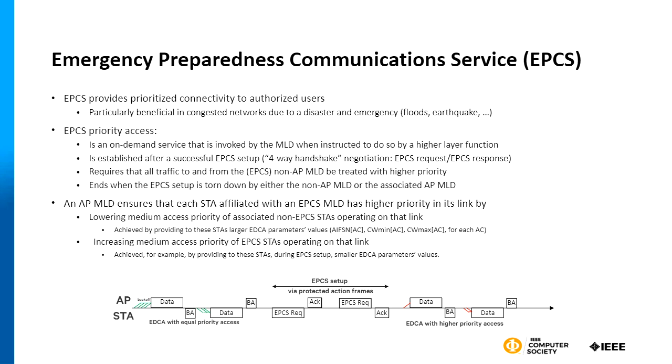Last but not least, emergency preparedness communication service was introduced to provide prioritized connectivity to authorized users. So think of when the networks are congested due to disaster or emergencies, so floods and earthquakes. This feature allows certain MLDs to negotiate higher priority contention compared to other devices that are operating in the area. That way, for example, firefighters have better channel access than other members in the area, so that they can use the internet with better reliability as opposed to the viewer that is taking videos and so on.